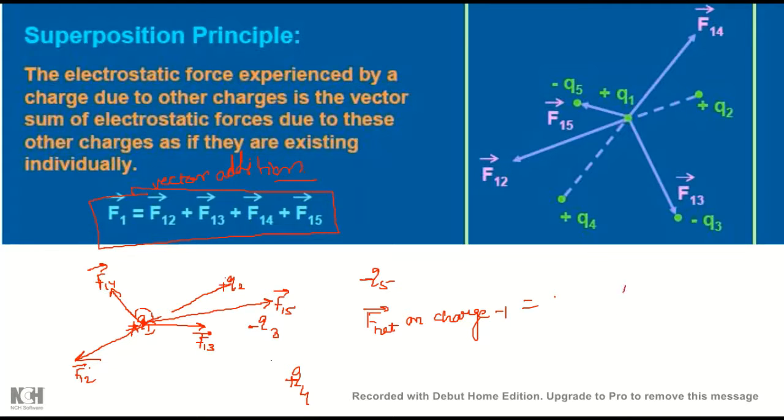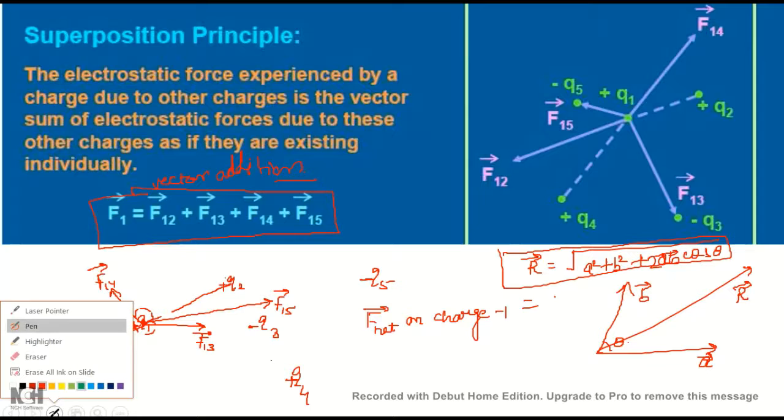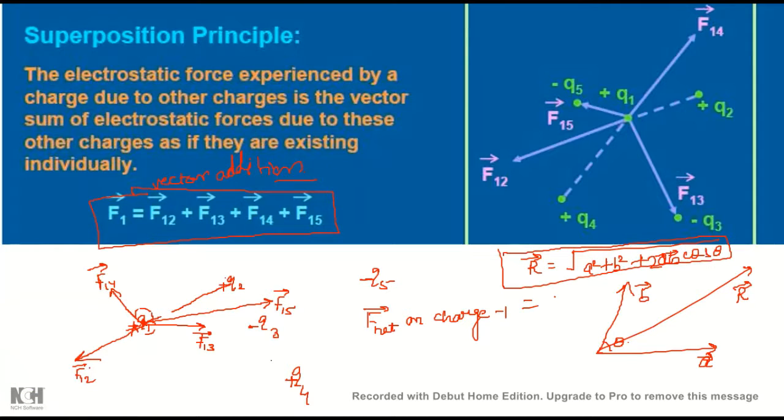We will also apply the resultant formula, that we are aware of, that R is equal to under root of a square plus b square plus 2ab cos theta, where a and b are the two vectors inclined at an angle theta. So there will be a resultant, and that resultant will be given as under root of a square plus b square plus 2ab cos theta. This formula will be applicable when there are two forces acting. Let's suppose the force F15 and the force F13 are acting at an angle theta, right?